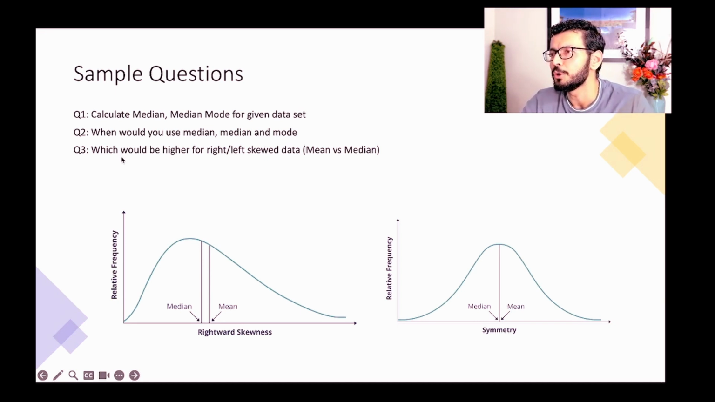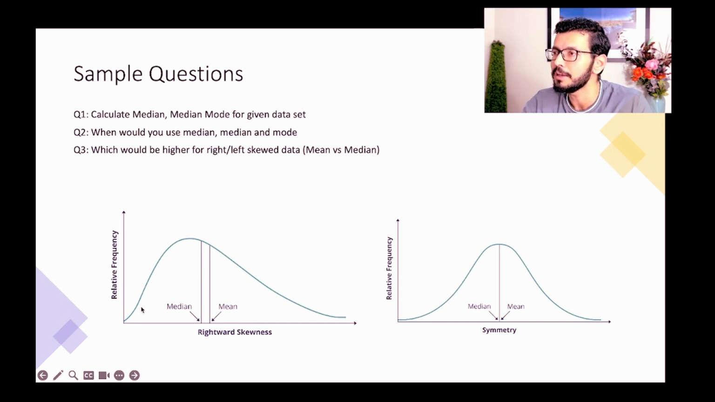The third and last question could be: which would be higher for right and left skewed data? Now, typically, whenever this type of question comes, they will not tell you what it means when they say left or right skewed. So that's why I've drawn the diagram at the bottom. This is your right skewed data because you have a long tail on the right hand side. So for an instance like this, your median will be smaller and mean will be higher. And this is your typical definition of mean and median.